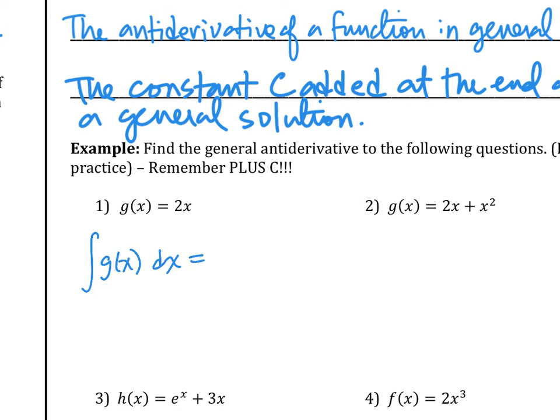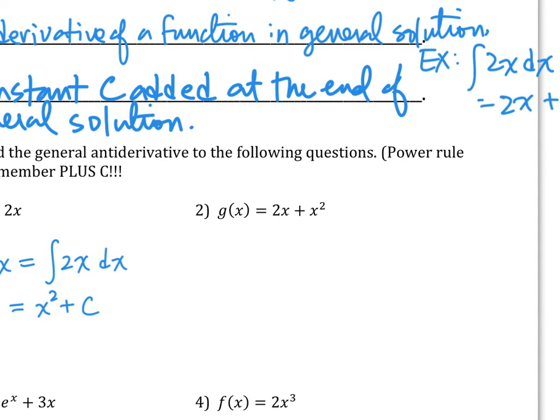So we know that g of x is 2x, so we would just write the integral of 2x dx. We know that this is going to be x squared, but we don't know what kind of constant could have been added to the original function, so we put a plus c. So this is the answer. All right, let's try another one.